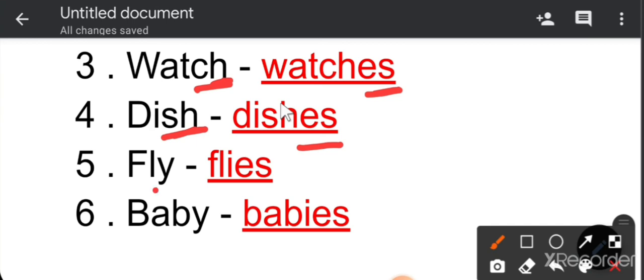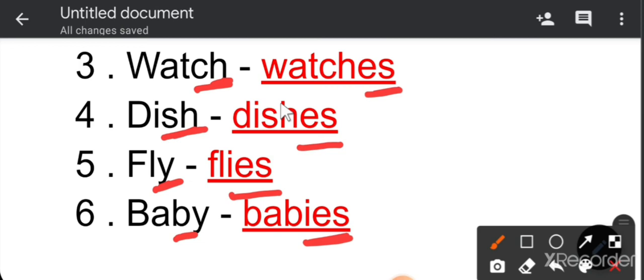Here fly, fly has y at the end, so we will cut y and in place of y we will add ies and make it flies. There is one fly and many flies. Baby, baby also has a consonant before y, so we will convert this also. We will remove y and in place of y we will add ies and the word will become babies. Many babies. Right? I hope you have understood this topic.